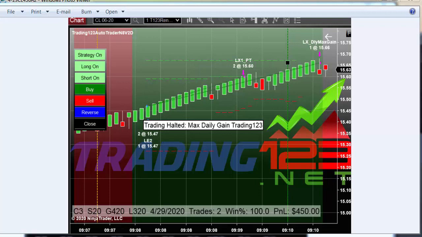Auto trader gets long at about 9:08. 2 minutes later, 9:10, it hits its goal, prints the Trading123 halted max daily goal on the chart, and we made our money on the trade.